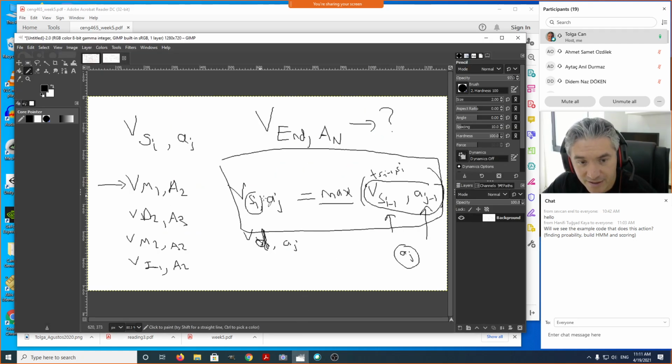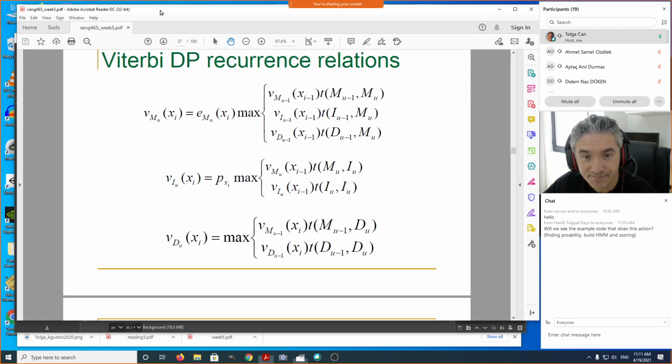Whatever state this is and whatever symbol this is, it's going to be the maximum of the transition probability from the preceding state to that state times the best path. So this is where it becomes recursive. This is a recurrence relation because it asks what is the probability of the best path that ends at that preceding state.